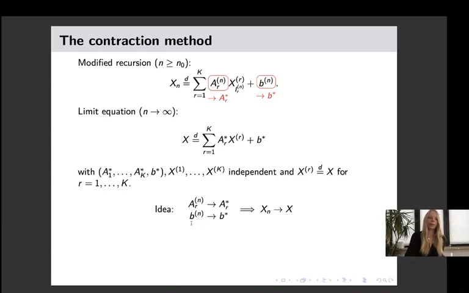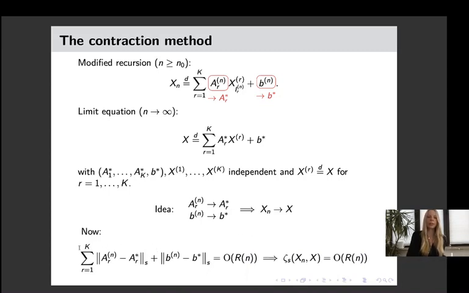So in short, the idea of the contraction method is to find conditions such that we can transfer the convergence of these coefficients to the convergence of X_n to its limit X, where the limit X is characterized by this limit equation. However, in this talk, we not only want to show weak convergence, but we want to estimate the rate of the convergence. And for this, we now need some conditions that allow us to transfer the rates of the coefficients, measured here in terms of L_s norms, to the quantities X_n.